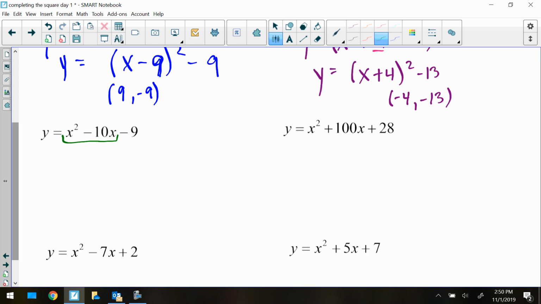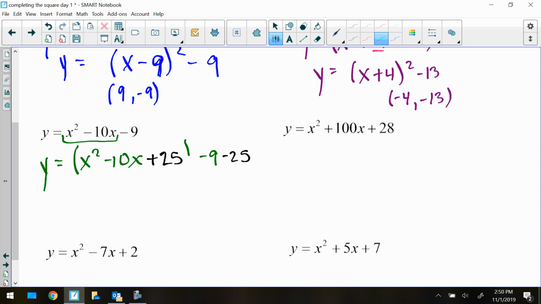So if I take the first 2 terms, I have x squared minus 10x, and I forget about the minus 9 for a second. I'm going to have negative 10. That is double your number. So negative 10 divided by 2 is negative 5. I am going to square negative 5, and I'm going to add 25. And to balance my equation out, I'm going to also subtract 25.